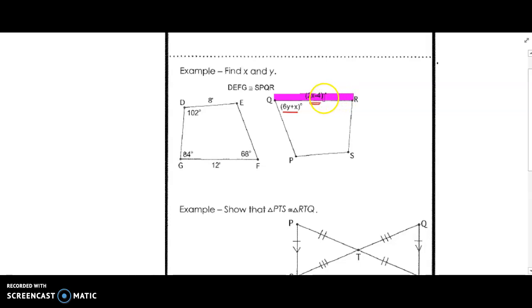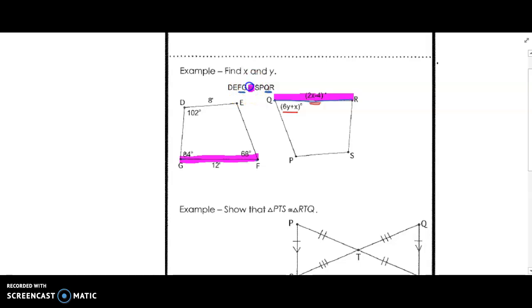Okay, so I'm going to ask you which segment on this left corresponds to the QR on the right. Yeah, it's the long side, so it's GF that corresponds. Okay, so if these are congruent, which they are, notice that this is QR. QR is the last 2 letters. This is GF, or FG, whichever. GF is the last 2 letters. So not only do the angles correspond with each other, but the sides do too.